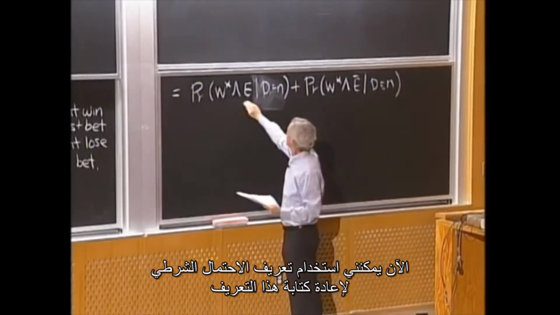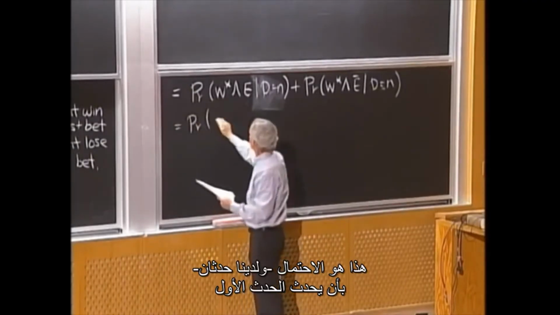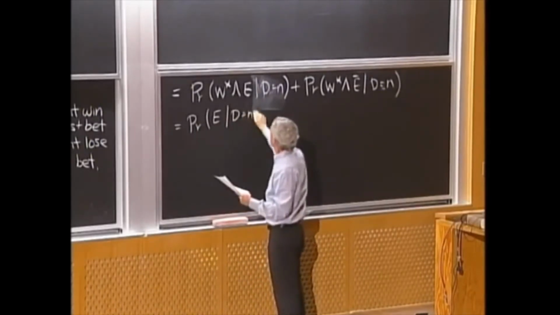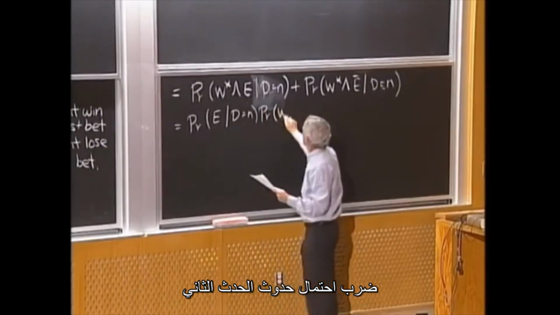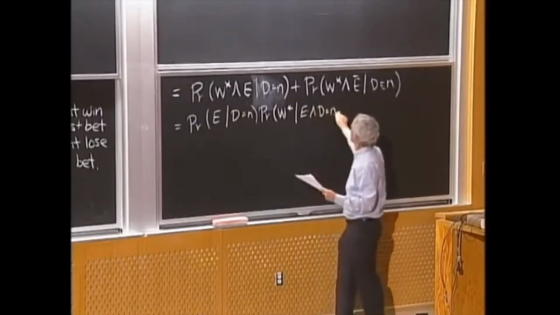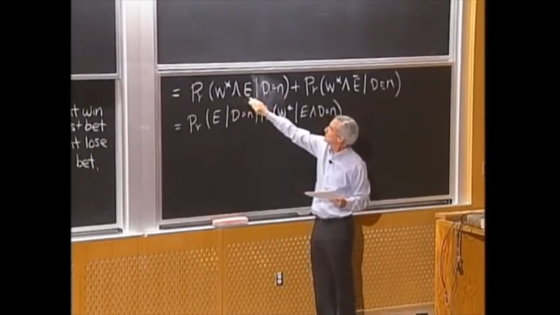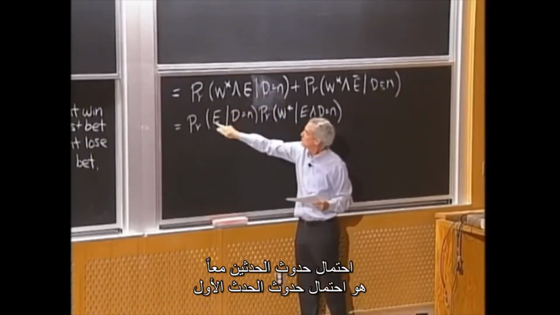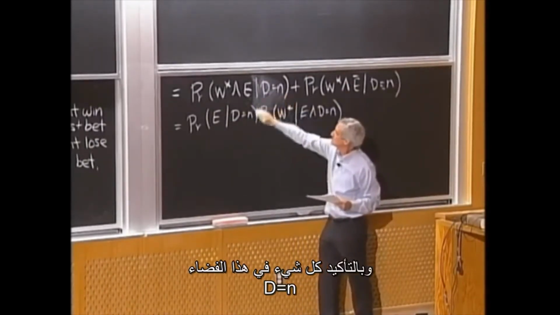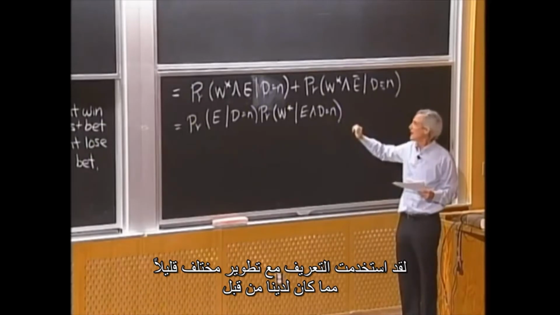Now I can use the definition of conditional probability to rewrite these. This is the probability that the first event happens, given d equals n, times the probability the second one happens, given that the first one happened, and d equals n. This is just the definition of conditional probability when I have an intersection of events. The probability of both happening is the probability of the first happening times the probability of the second happening given that the first happened. And of course, everything is in this universe of d equals n. So I've used it with a different twist from when we had it before.